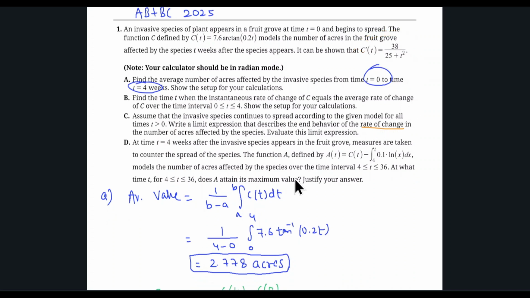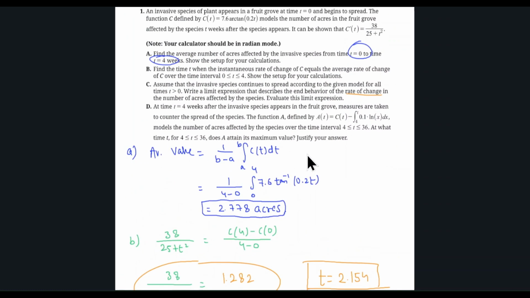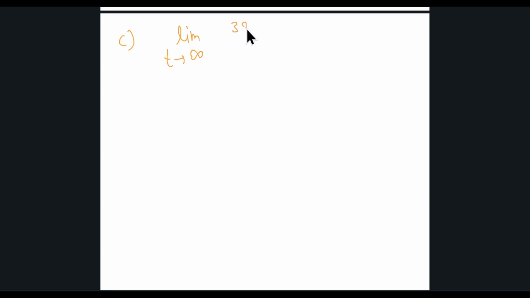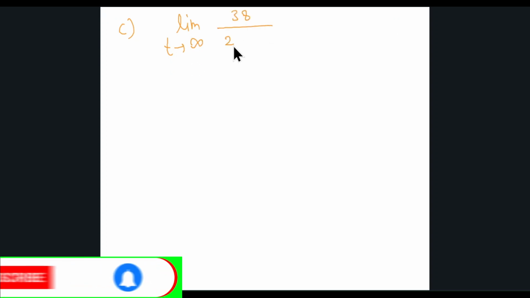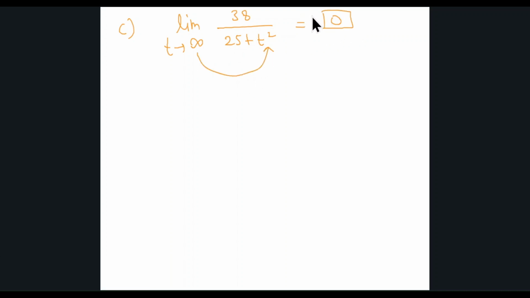Because this is the rate of change. So I'm going to say C prime is 38 over 25 plus t squared, right? I'm going to put a limit here. So the limit as t approaches infinity of 38 over 25 plus t squared. That's the limit expression. And if I do that, the rate of change comes out obviously as 0, because this is the case of a rational function having the degree of the denominator greater than the numerator. And the numerator's degree is just 0, so it has to be 0.